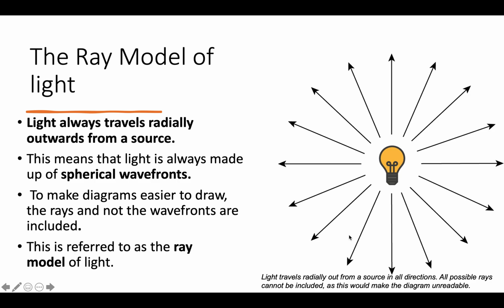That is the reason why, to draw a ray diagram, we exclude the wavefronts just to make it easier. It says the light travels radially out from a source in all directions. All possible rays cannot be included, as this will make the diagram unreadable. So again, not only the wavefronts, but we can't include all the rays because they're just too messy. So we just select the ones that are relevant to our discussion, and then we focus on those.